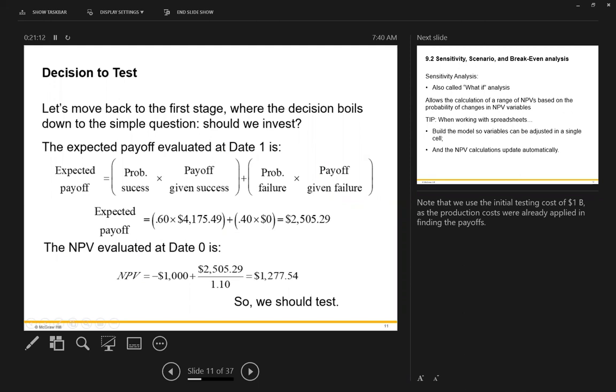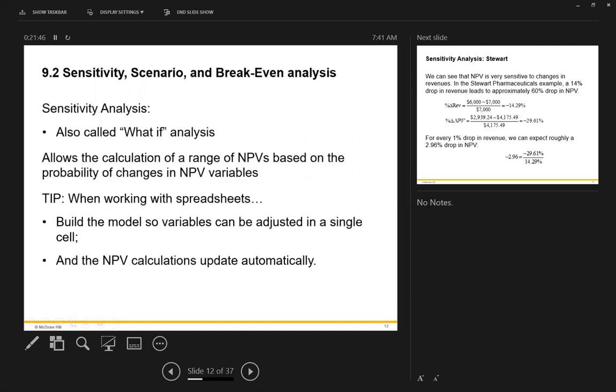Then take our expected payoff at the end of year 1 and bring it back to present value. So what's our expected payoff at the beginning of this? Well, it's more than the cost of testing to begin with. So we should test and move forward with this project. So that is how a decision tree decision is made. All right, so that's one method of using NPV and making decisions.